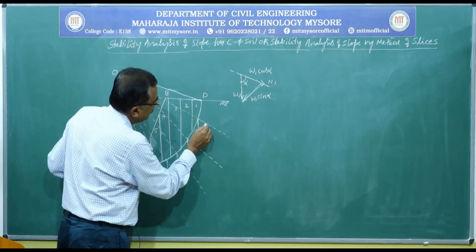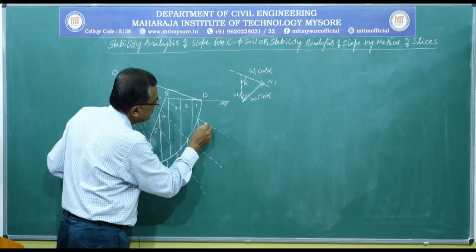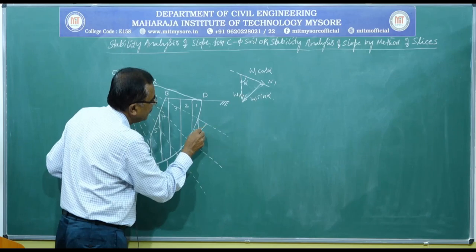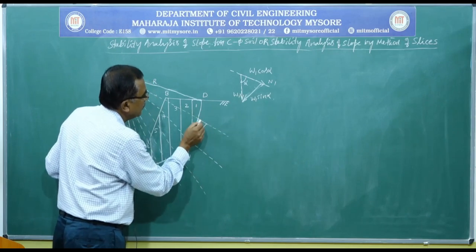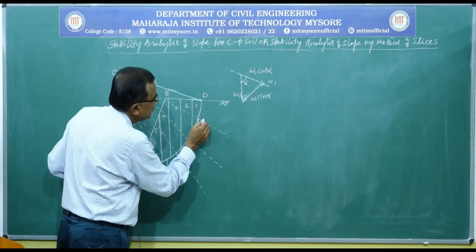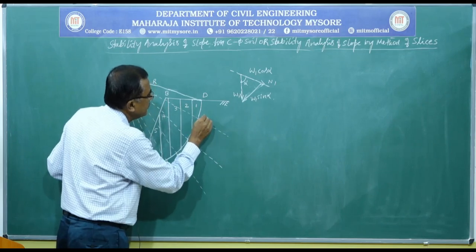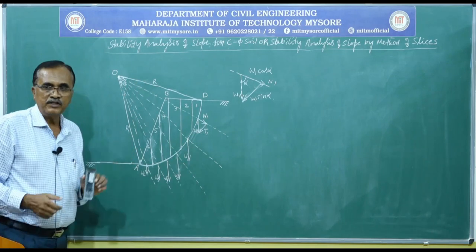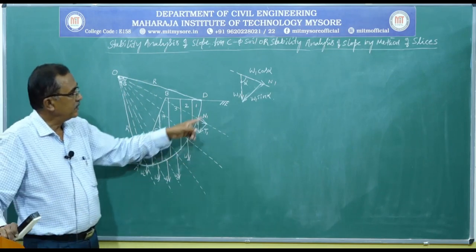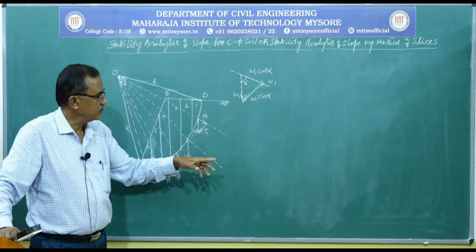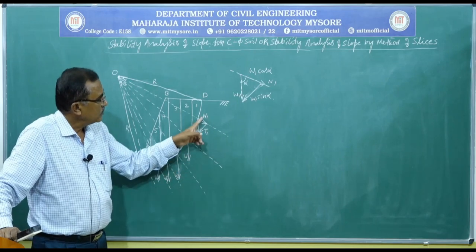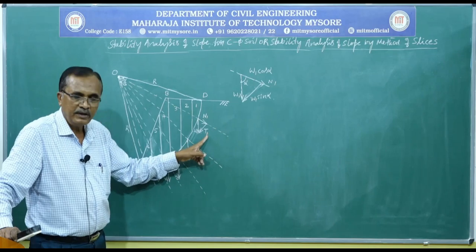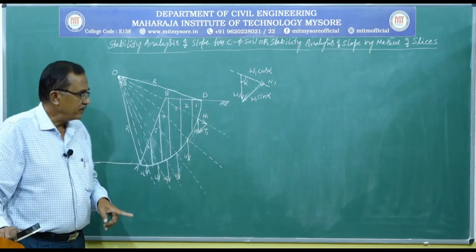Just draw a perpendicular to this radial line to meet the arrow head of W, and mark this as, say, N1 and this as T1. We can resolve directly by the graphical method, and this is the analytical approach. Both are okay. So N1 and T1 we got. N1 is the resisting force and T1 is the driving force.